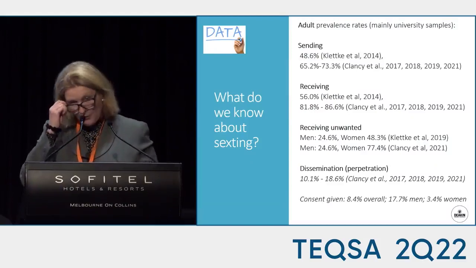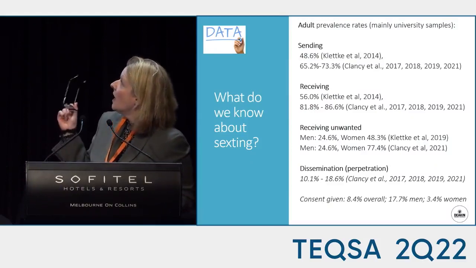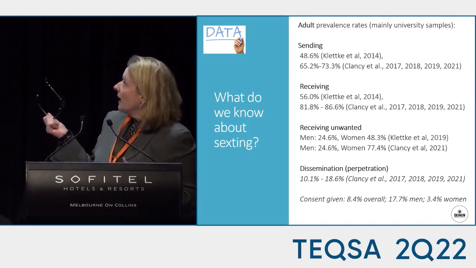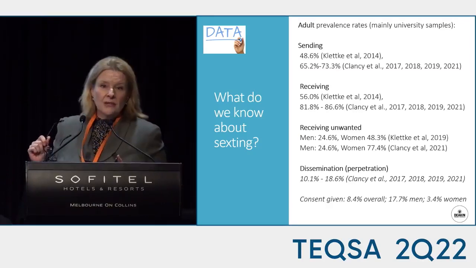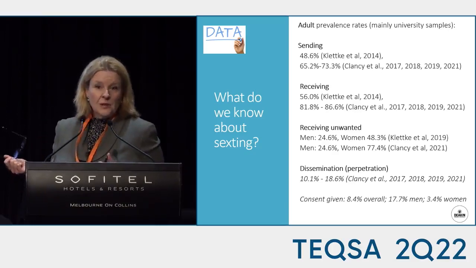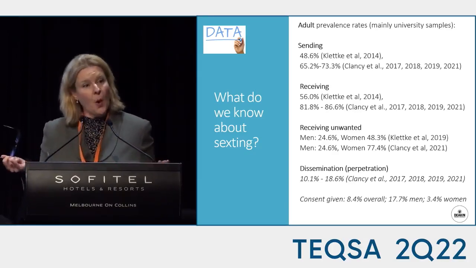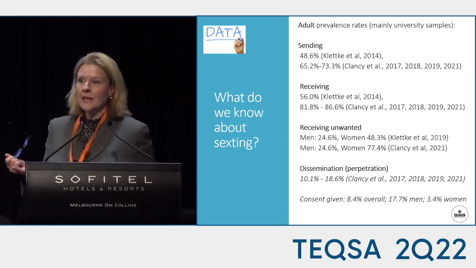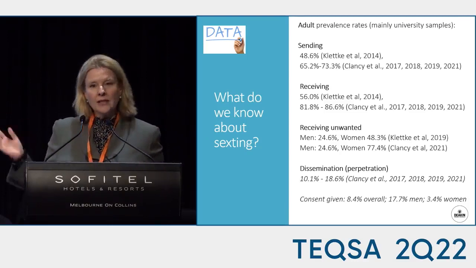In 2014, we wrote the first systematic review on sexting behaviours. And one of the things that you can see here is that we've been doing a lot of research since then. For example, in terms of sending, in 2014 that rate was 48.6%. It's now between 65 to 73%, so it's increased substantially. In terms of receiving, it used to be 56%. We now have rates of 81.8 to 86.6%. So if you think of a student cohort, almost all of your students will at some stage have received a nude.